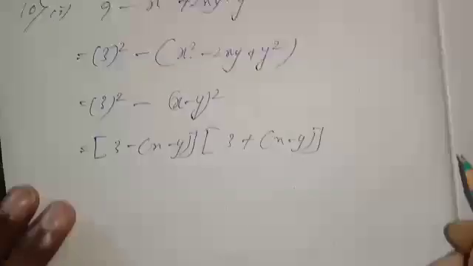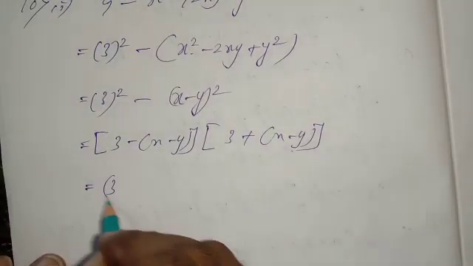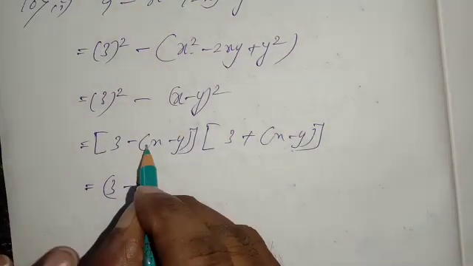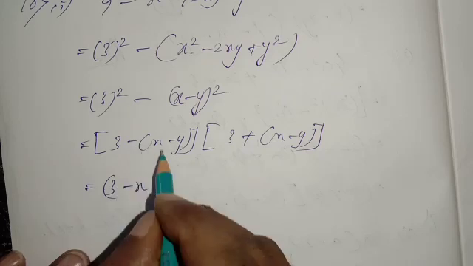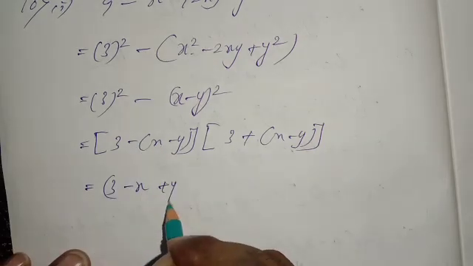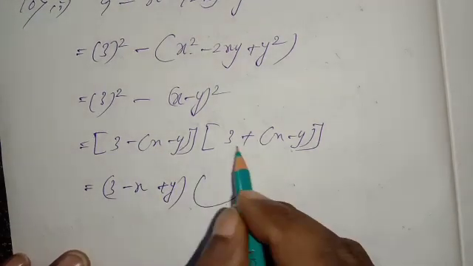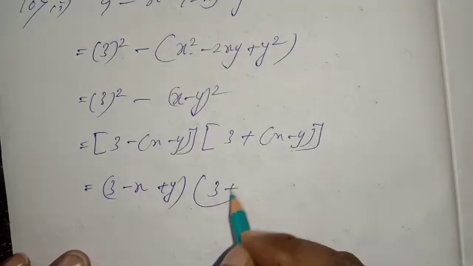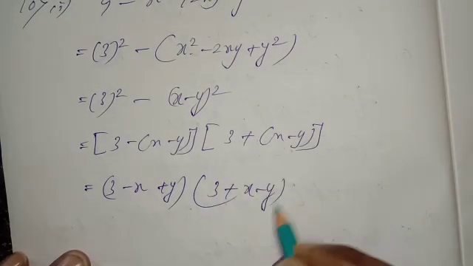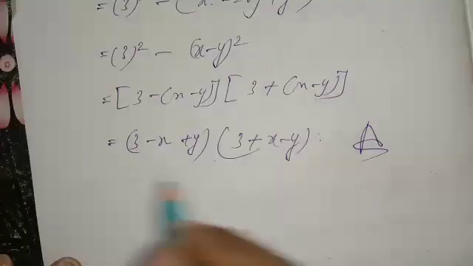(x minus y). Now open the bracket. 3 minus x, as there is a minus sign before the bracket, plus y. The second one has no change, as there is a plus sign: 3 plus x minus y. Number 10 first part is complete.